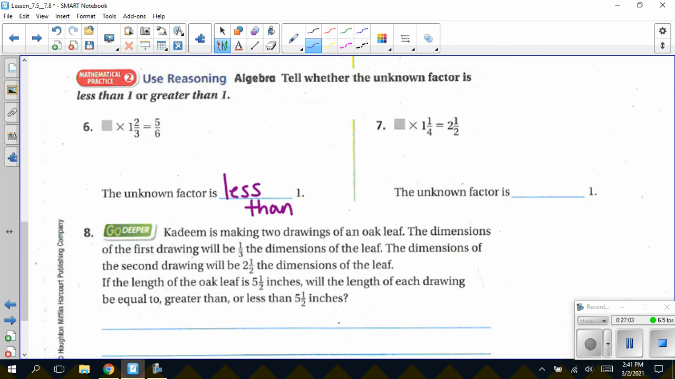For number 7, I have a missing factor again, and it's being multiplied by a mixed number, and notice that my product is greater than that mixed number. So therefore, I know that the unknown factor has to be greater than 1, so that way the product could be greater than both factors.